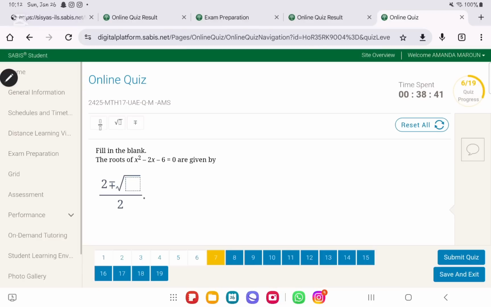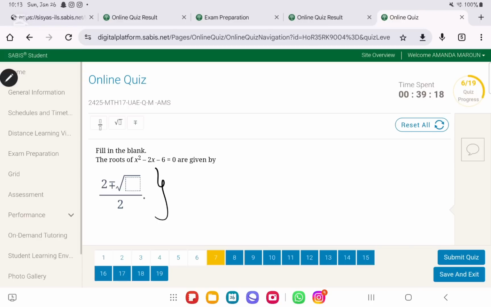Okay, so we move on to question number 7. The roots of x squared minus 2x minus 6 is equal to 0 are given by this. If you use the calculator and you do mod 5, 3 and you place it in, you're going to get an answer. But here they know you are going to use the calculator and you're going to get the answer, and they don't want you to use the calculator. So what we are going to do is be smart, okay? And we are going to use the calculator, but not in the way they want us to use it. Not the way they thought we were going to use it.